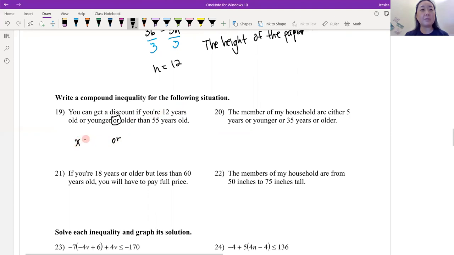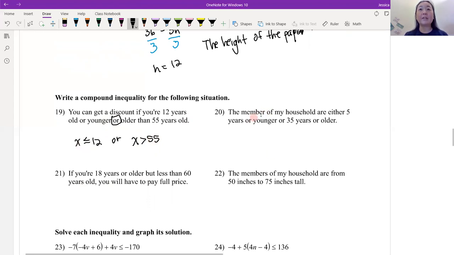So you're 12 years or younger. So you can be 12 and you got to be younger to get this discount. Or you're going to be older than 55. So it's going to be X is greater than 55. Can you be 55? No, you have to be older than 55. If somebody's like, well, I'm 55, then the other person will say, no, but you have to be older than 55. Darn it, right? So this is our compound inequality, just like that.